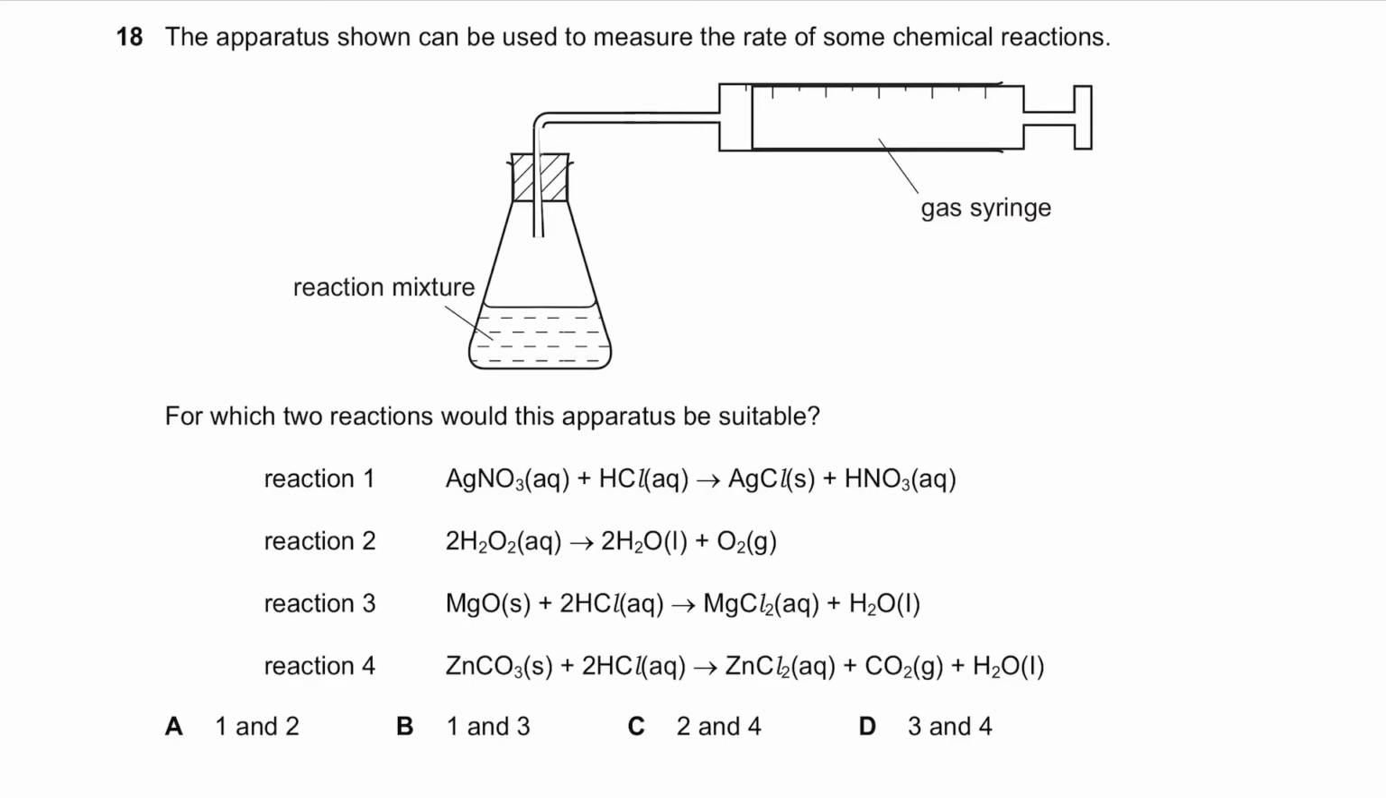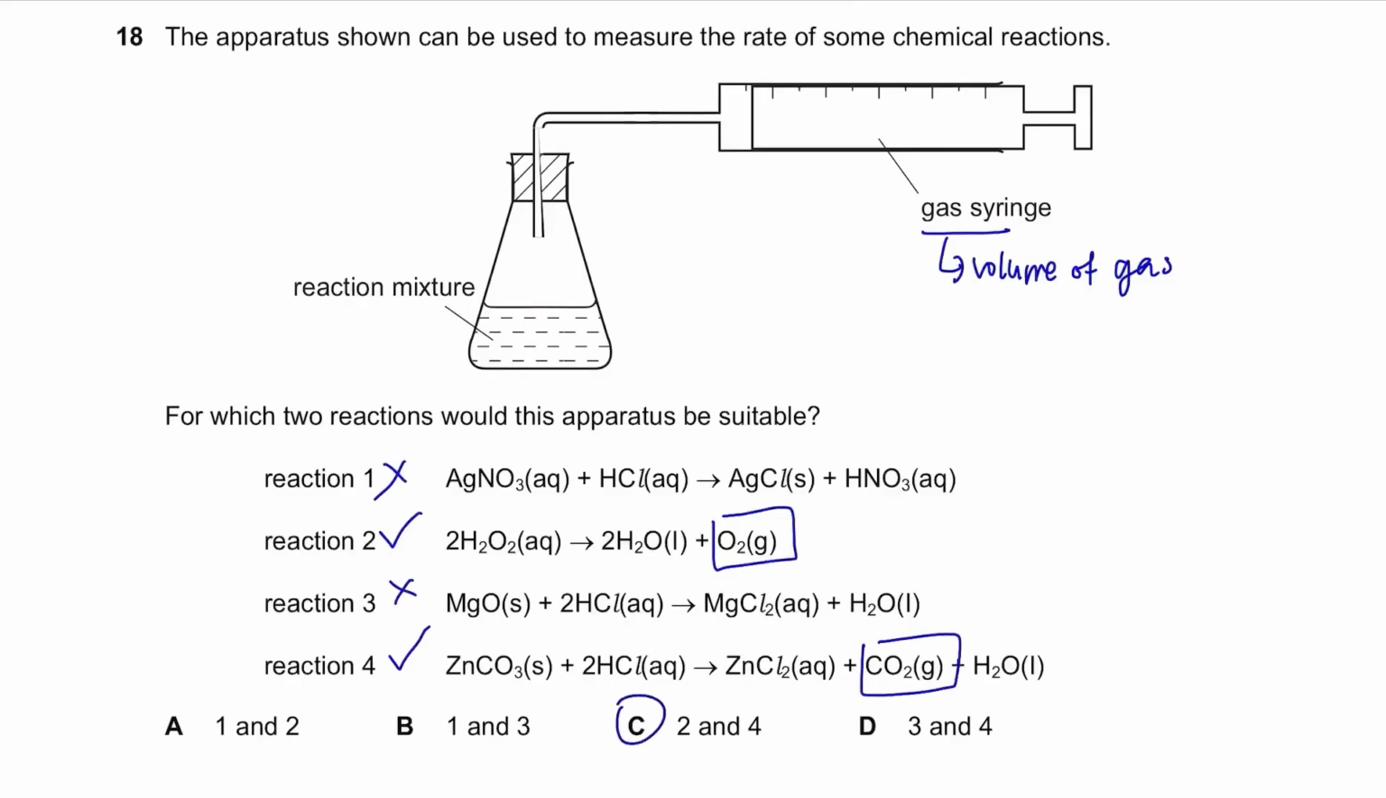Question 18. The apparatus shown can be used to measure the rate of some chemical reactions. For which two reactions would this apparatus be suitable? We have a gas syringe connected to the conical flask. This apparatus is used to measure the volume of gas produced in a given time to calculate the rate of reaction. So just look for the reaction that produces gas as one of its products. Reactions 2 and 4 produce gas as a result, and the rest don't. So the answer is C.